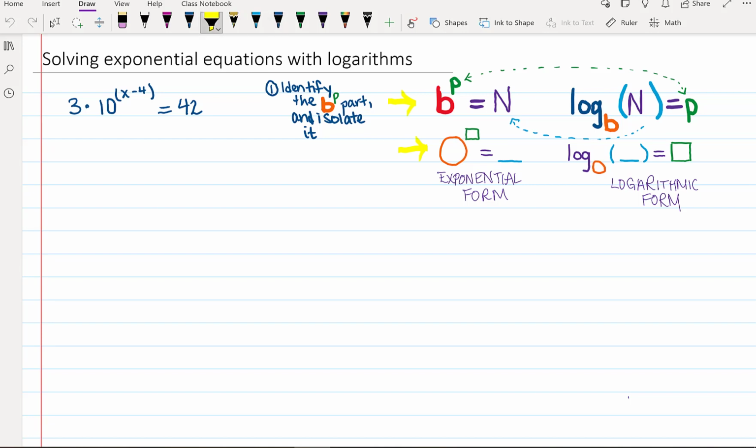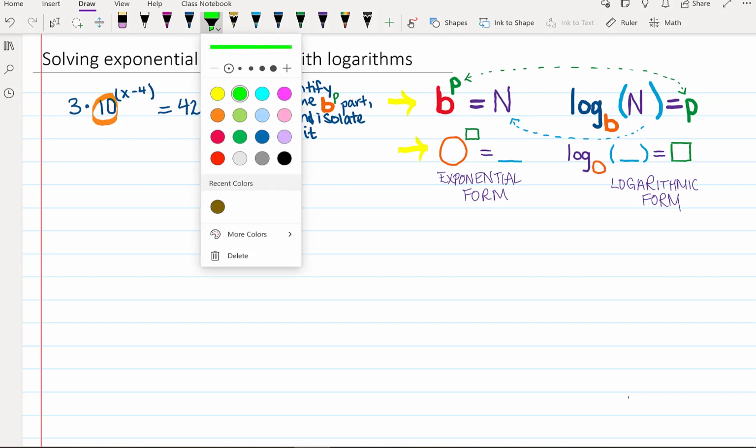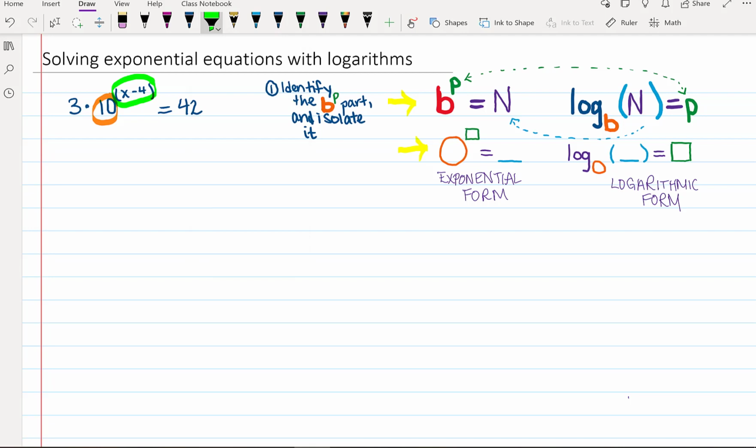What I notice looking here is that I have a base of 10, and it's being raised to this x minus 4 power. That's my b to the p part. Those two circled pieces, that base with that exponent on it, that's the only thing I want on my left-hand side. So to do my isolation in this case, I have to get rid of anything else that's on that side. And here I see I have a 3. So I'm going to use that inverse operation, the thing that undoes 3 times something, because that little dot means multiplication. So let's divide both sides of this equation by 3.